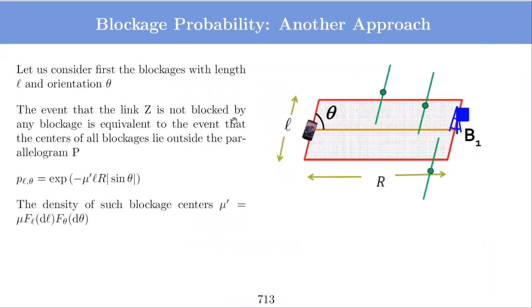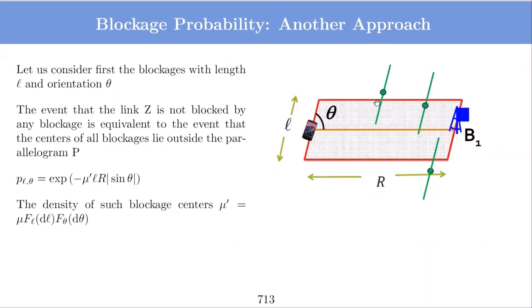There's another way to also prove this result, where you can first take a subset of blockages with length L and orientation theta, and then you can say the event that the link is non-blocked by any blockages in this particular set is equivalent to the event that the centers of all blockages lie outside this parallelogram P. Okay, so you can look at this figure and know that if the center does not fall inside this parallelogram, then this blockage will not intersect with the link.